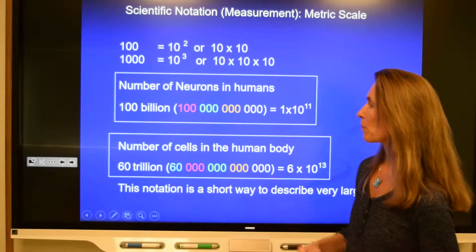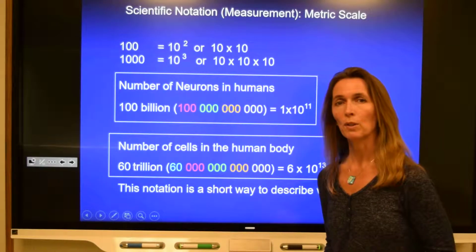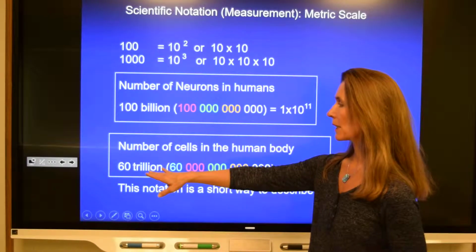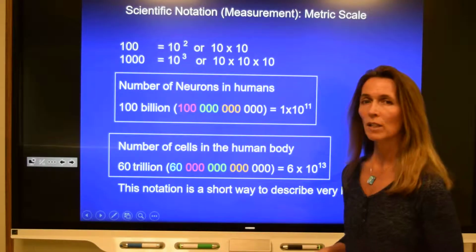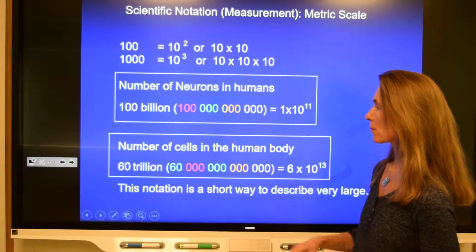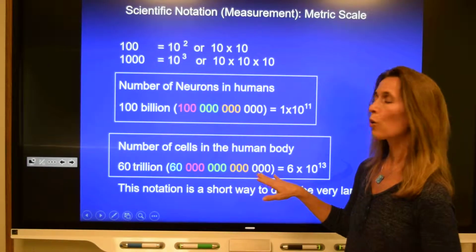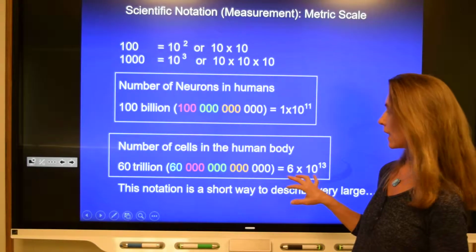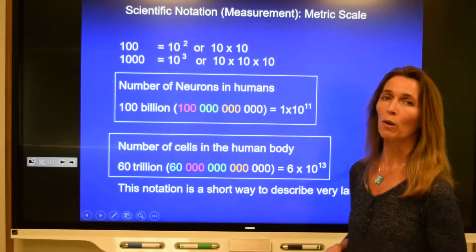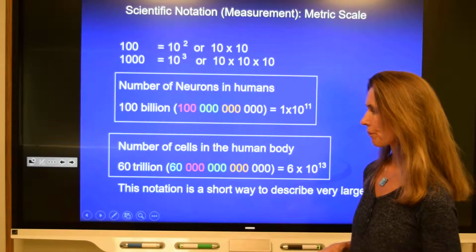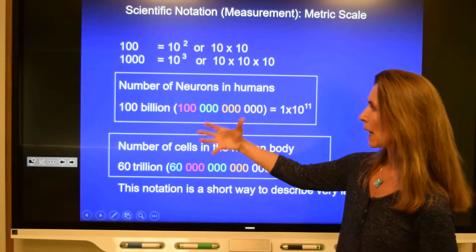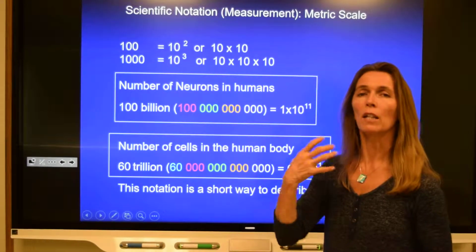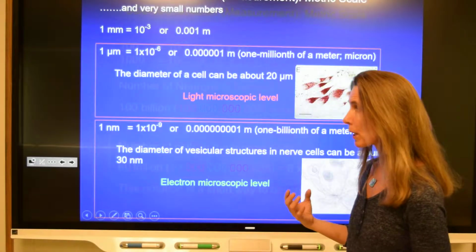Same thing with the numbers of cells in a human body. An estimated 60 trillion cells on average in a human organism. You can write this in the long way, or you can take scientific notation and write it as 6 times 10 to the power of 13 instead. So this helps us to express large or small numbers.